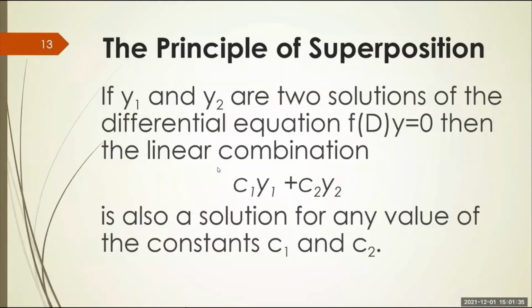So let's go to another principle, which is what we call the principle of superposition. In here, if y1 and y2 are two solutions of the differential equation, so any differential equation equals 0, then the linear combination, so c1y1 plus c2y2, is also a solution for any value of the constants. So any combination of y1 and y2 multiplied to any constants are also solutions. Okay, I'll show this to you as we go along.